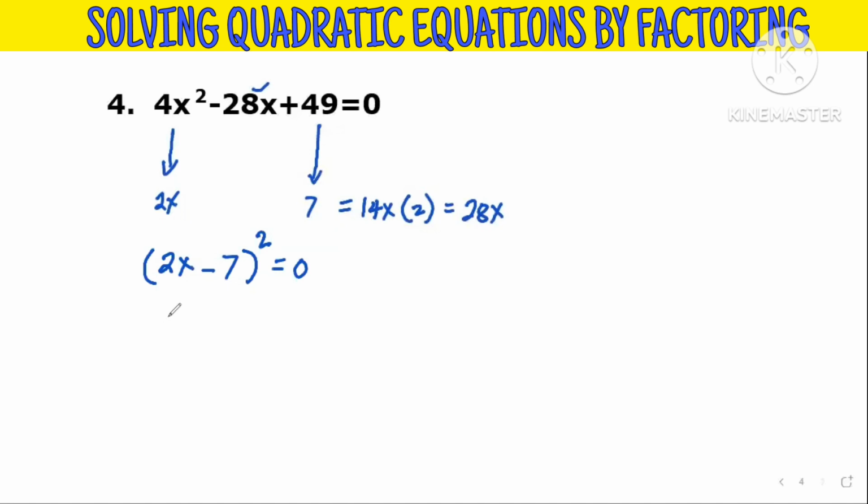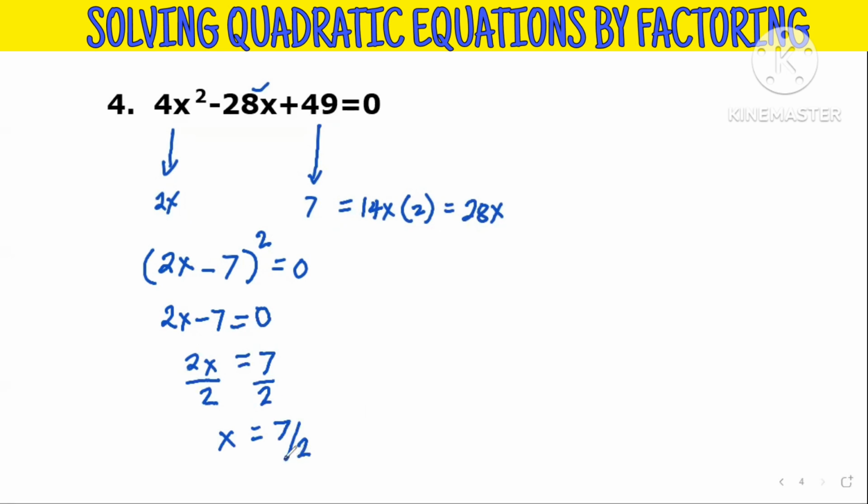The next step is to apply again the zero product property, no? So 2x minus 7 equals 0. Pareho lang naman 2x minus 7 yan dahil naka-squared yan. So isa na lang ang ano natin, no? 2x minus 7. If 2x minus 7 equals 0, then 2x is equal to 7. And then we divide both sides by 2. Therefore, x is equal to 7 over 2.